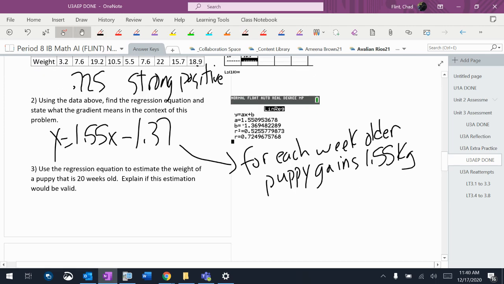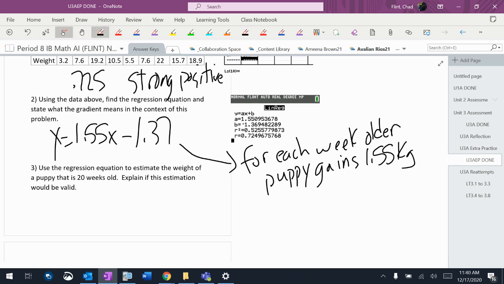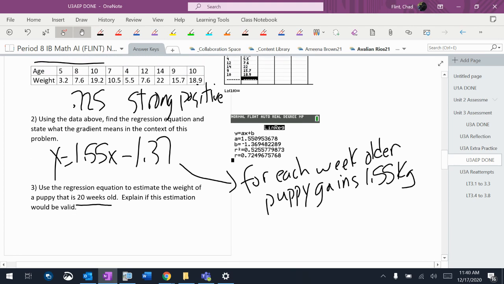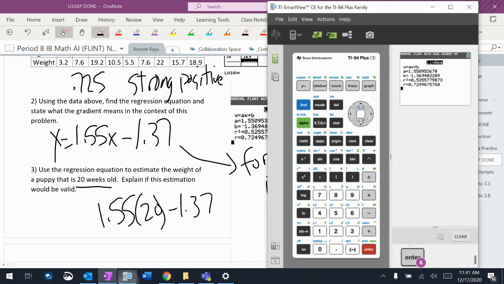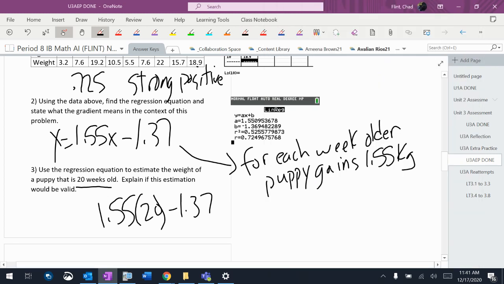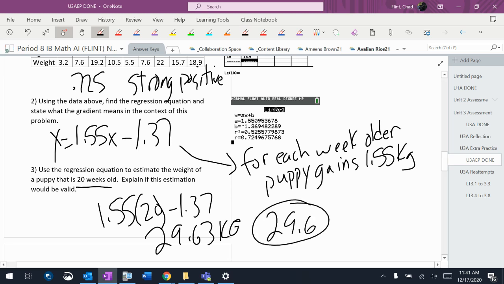So it says use the regression equation to estimate the weight of a puppy that's 20 weeks old. So pay attention to this. Weeks was the X, age was the X, so the 20 goes in for the X. There are going to be questions that ask you to put it in for the Y value. So 1.55 times 20 minus 1.37 is 29.63 kilograms, which I really should round. Well, that's okay because it's the whole number, but if I'm doing 2 significant figures, it's that.